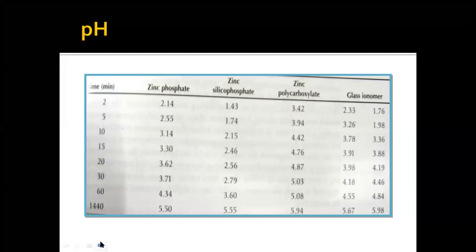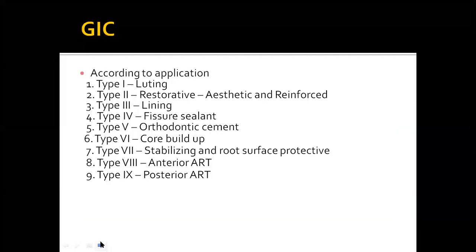Okay, I'll forward across the PPT. Now, GIC, there are 9 types according to application. This is also one common question. They'll ask you what type 1 is, what type 2 is. Type 1 is luting, type 2 is restorative, type 3 is liners, type 4 is pit and fissure sealants, type 5 is orthodontic brackets, type 6 is core buildup, type 7 is stabilizing and root surface protective, type 8 is anterior ART, type 9 is posterior ART or geriatric.